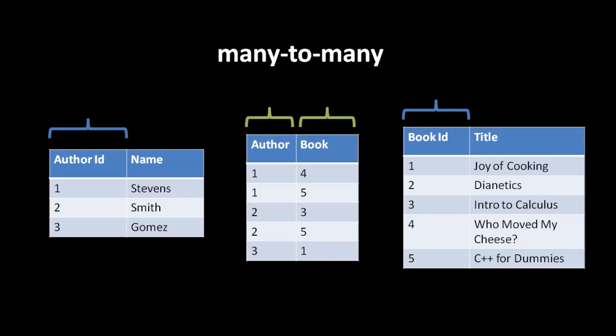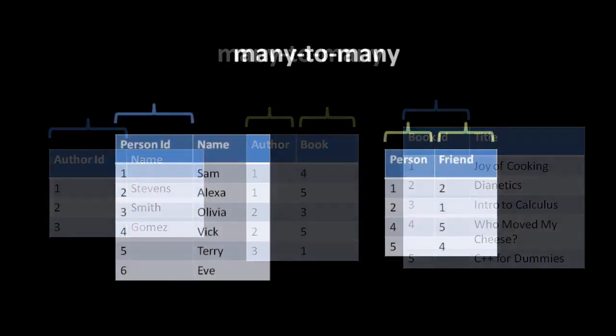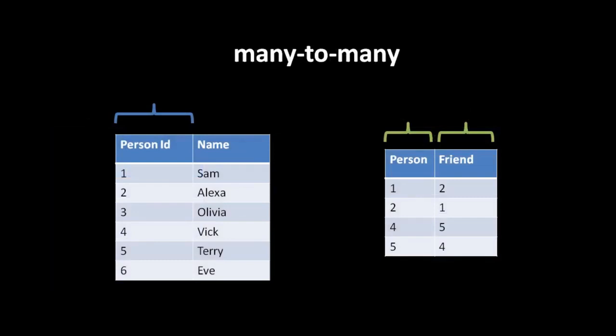Another kind of many-to-many relationship is when you have one kind of entity and you want to have multiple relationships between any pairs of those entities. Here, for example, we have a table of people and we want to express the friendship relationships between those people. We can't do that in the person table itself because each person has potentially multiple friends. So again, to express this many-to-many relationship, we have to introduce another table just for that purpose.